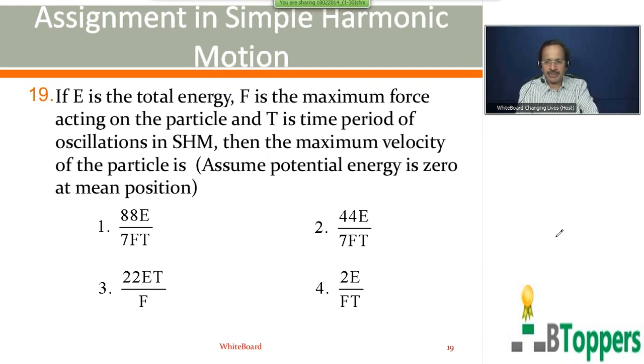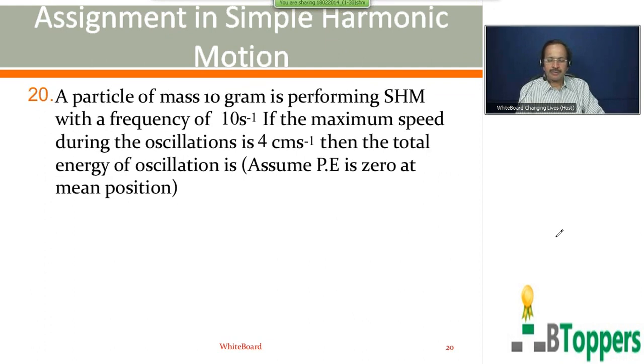So I am going to show the next question on screen. See the question number 20. A particle of mass 10 gram is performing simple harmonic motion with a frequency of 10 per second. The maximum speed during the oscillations is 4 centimeter per second. Then the total energy of oscillations is, within bracket potential energy is 0 at mean position. Come on, take a pause and try the question.